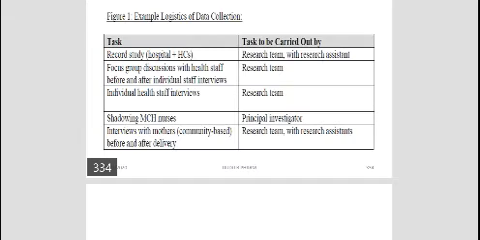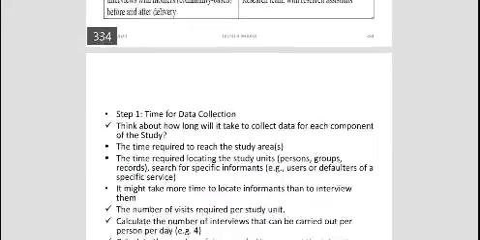Then shadowing MCH nurses. Of course, when we say MCH nurses, we know we are speaking of mother and child health nurses. And when shadowing mother and child health nurses, the responsible person here is the principal investigator. Interviews with mothers are community based, before and after delivery, by the research team with research assistants. The task with the responsible person. So this is the logistics of data collection.